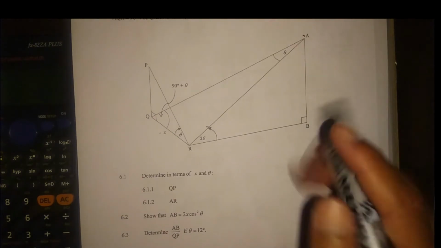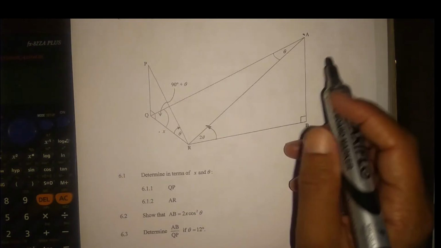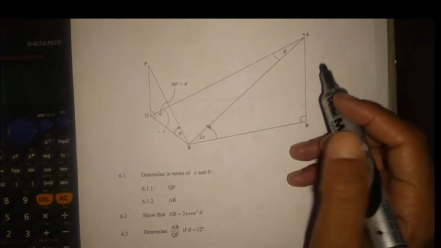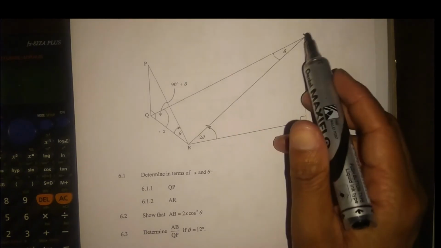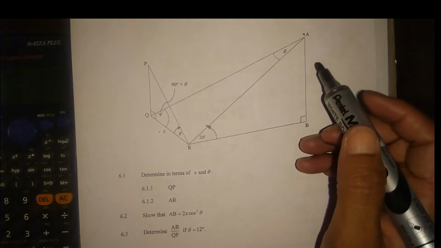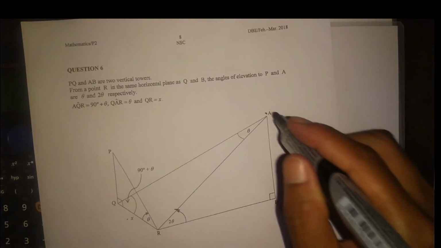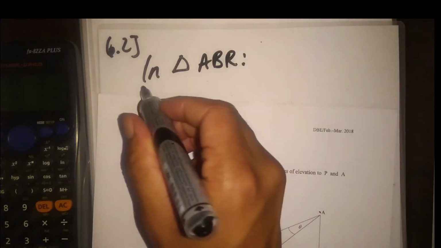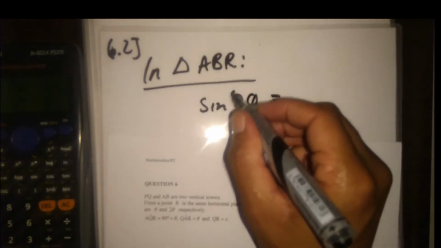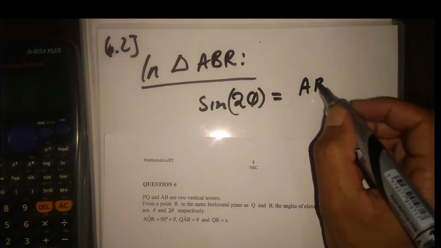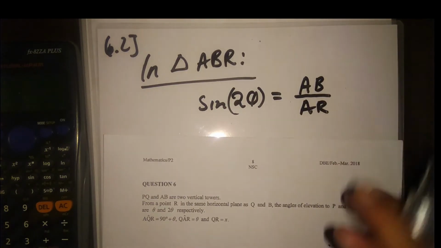So now let's show that AB is equal to this. So sebenzisa this right angle triangle, a trigonometric ratio. Which trigonometric ratio involves the opposite side to this angle as well as the hypotenuse? Opposite and hypotenuse is the sine ratio. So for 6.2, sebenzisa triangle ABR, sizothi sine 2 theta is equal to opposite, which is AB, divided by hypotenuse, which is AR.